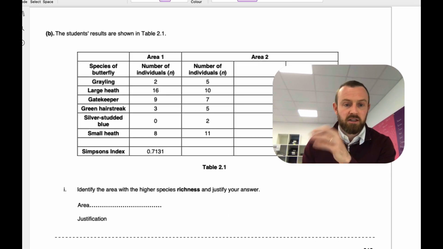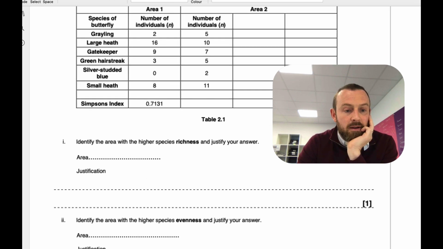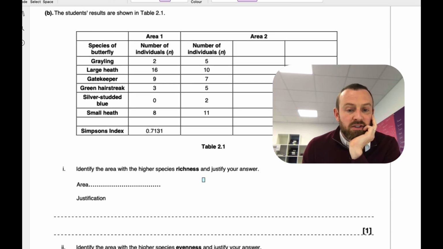Area 1 and Area 2. We're going to need to use these later on, I can see. Identify the area of the higher species richness. So species richness is about the number of species. So in Area 1, we've got greyling, heath, gatekeeper, hair streak. We haven't got this one.